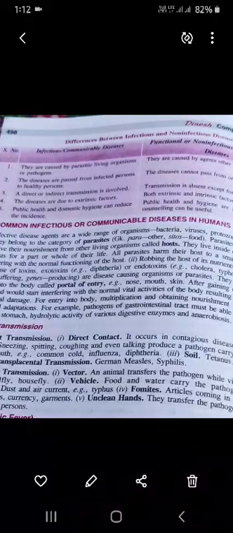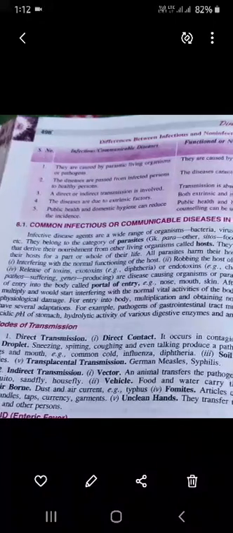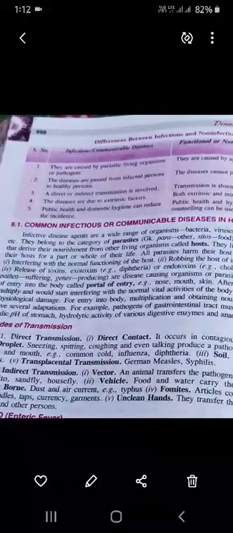The first difference is that infectious diseases are caused by parasitic living organisms or pathogens, while non-infectious diseases are caused by agents other than living organisms. Number second, infectious diseases are passed from infected persons to healthy persons, while in case of non-infectious disease, the disease cannot pass from one person to another. A direct or indirect transmission is involved in case of infectious disease. In case of non-infectious disease, transmission is absent except for the congenital diseases.